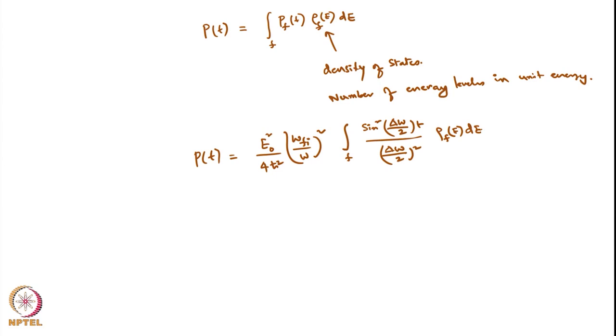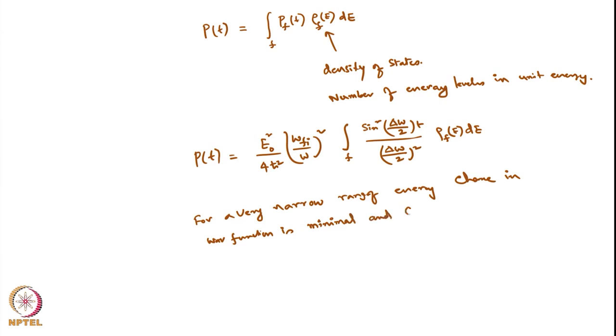Now if I define a very narrow range, the change in wave function is minimal and can be ignored. So in that case, the F epsilon dot mu I term: even though I am looking at transitions to many of these states, I will take an average value and that change is not going to be very much different. There is a modulus square here.